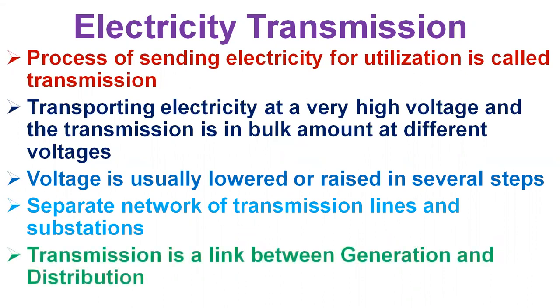which is raising and lowering voltages, converting three-phase alternating current to direct current and vice versa, and providing a number of outgoing lines that differ from incoming lines. Voltage is usually lowered or raised in several steps. For each step, there is a separate network of transmission lines and substations through which the electricity is fed to the network operated at the next voltage step. The resulting multi-stage system consists of several interconnected networks carrying different voltages. Transmission is a link between generation and distribution.